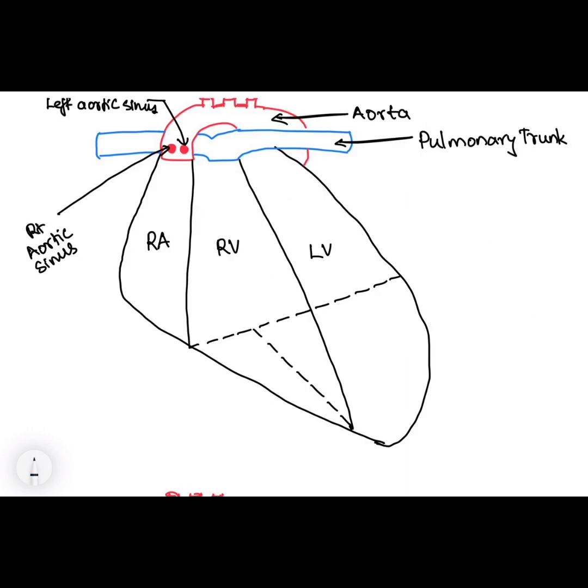Here we are making a bigger diagram of the anterior view of the heart. What you can see here are the right atrium, the right ventricle, the left ventricle, the anterior and posterior interventricular grooves, the posterior atrioventricular groove, and the anterior right atrioventricular groove. The structures you can see here are the ascending aorta and the pulmonary trunk.